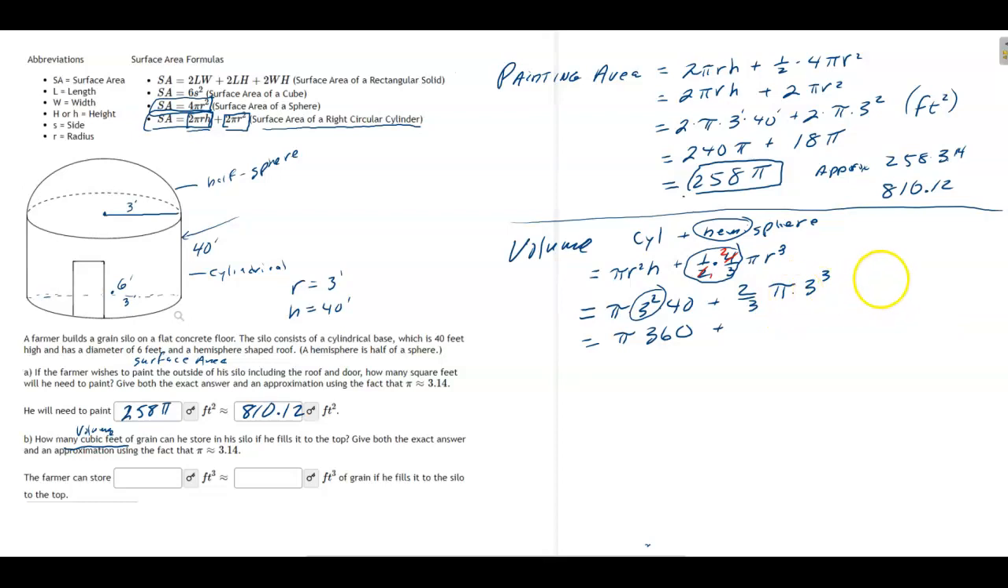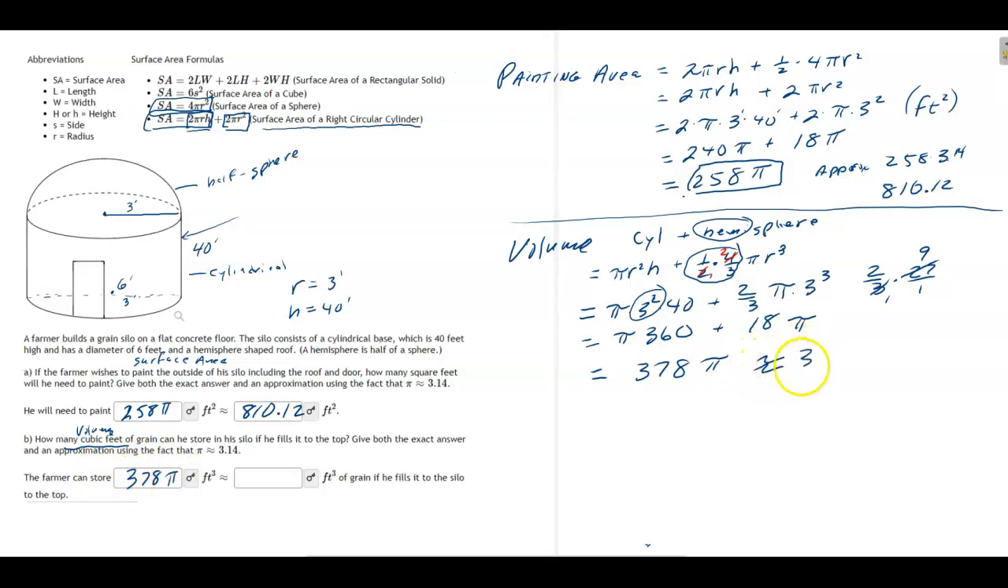And now, I'm going to go over here to the side. You've got a 2/3, we know we're going to get pi here. We've got a 2/3 times 3 cubed, which is 27. Now you could have reduced a little sooner, the 3 and the 27 reduce to 1 and 9. They're both divisible by 3. So that gives us 18 pi. So we have 360 pi plus 18 pi, which is 378 pi. So that's our exact value for that volume.